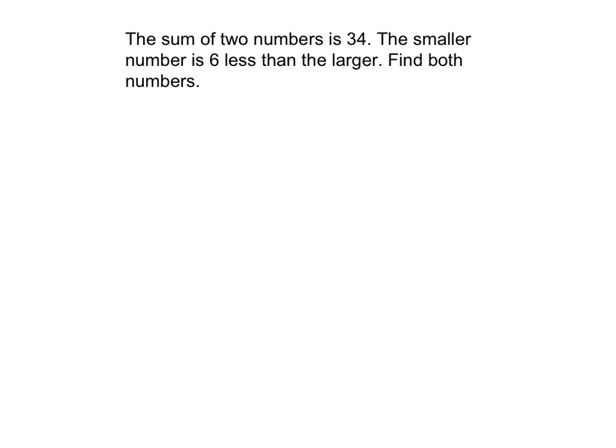So I'm going to write S, and then if you look at this first sentence in this first example up here, the sum of two numbers is 34. If I add my two numbers together, I get 34. So S, my smaller one, plus L, my larger one, equals 34.